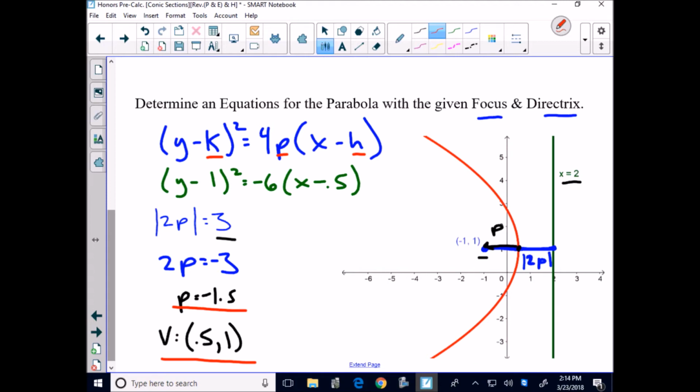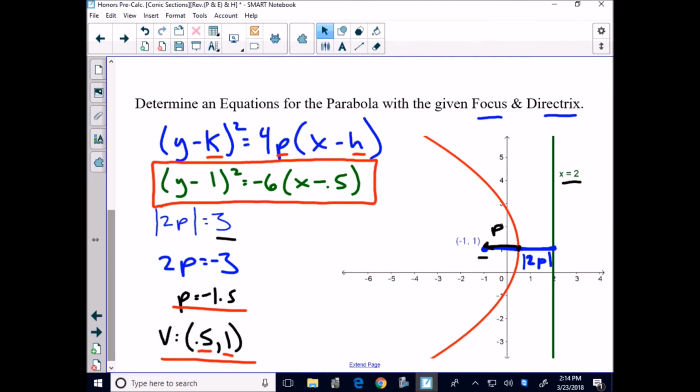We can plug in the x and y value of our vertex into our equation as the h and the k. And then actually right here, we can say that our focal width is going to be 4 times our -1.5, giving us a -6. So this is the equation that will define that parabola. All right.